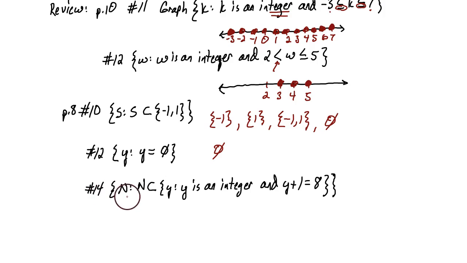And last, number 14, write down all sets N such that N is a subset of this set. So let's look at this description. Y is an integer and it solves this equation. That means Y has to be 7. So one subset is the set containing the solution of 7. Another subset would be the empty set, because the empty set is a subset of all sets.